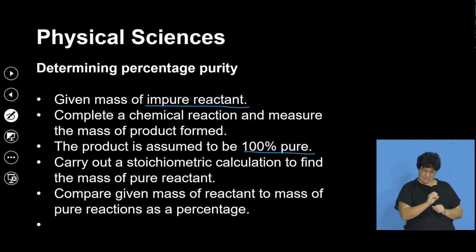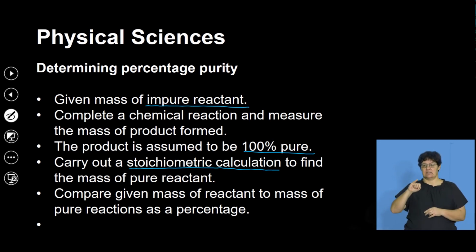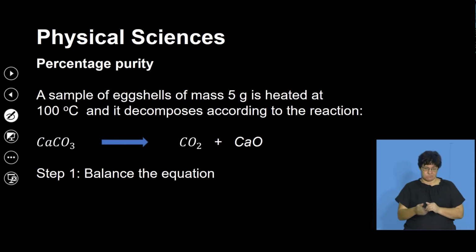And then we can carry out the stoichiometric calculations, now working backwards, to find the mass of the pure reactant based on the mass of the pure product. And then a comparison is made between the mass of the reactant and the mass of the pure product as a percentage. Okay, so that's how we determine percentage purity.